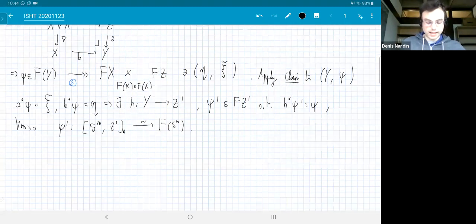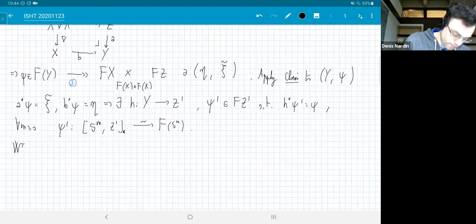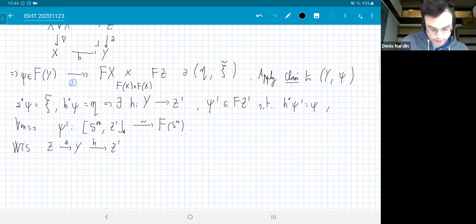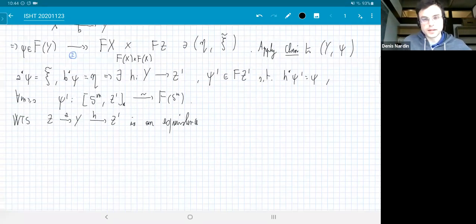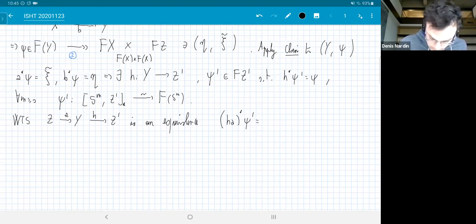Okay, and the claim is again that this map, Z goes to Y via A, goes to Z prime via H, is an equivalence. Because then this will give us our thesis, basically. And why is that? Well, again, you have H A upper star of psi prime is psi tilde. So we have a commutative diagram.